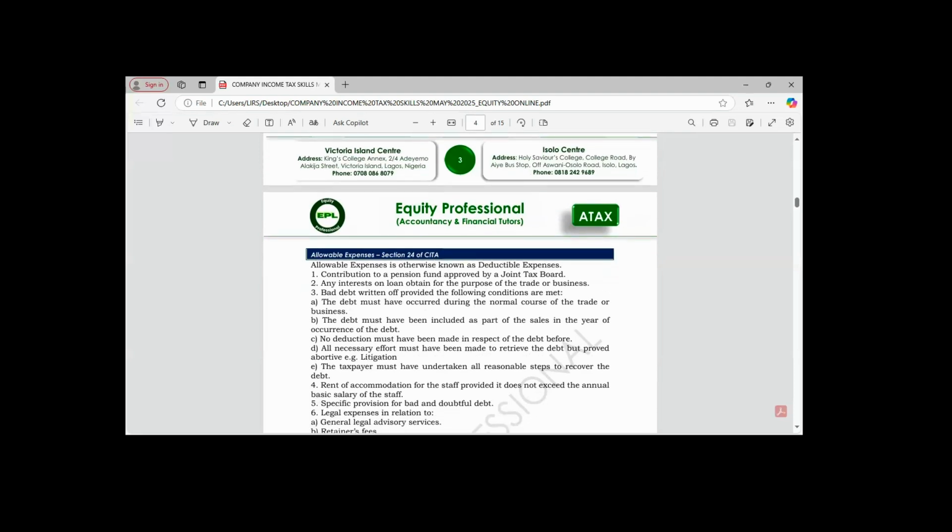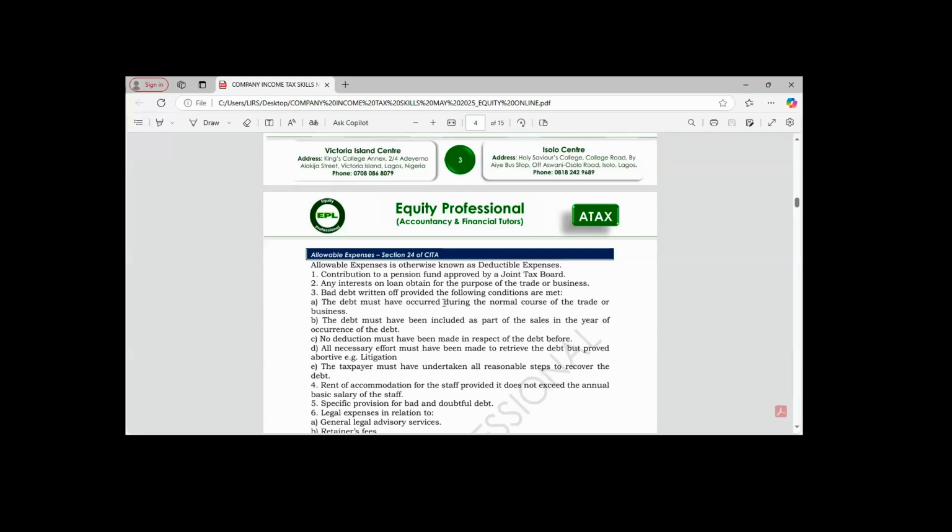It is expected that when you want to do business, you don't use only your money. You can decide to borrow money. There is no law that says you cannot borrow money to do business. So once you see an avenue to borrow the money, where you borrow the money for the purpose of the business, any interest you are paying on that money you borrow is an allowable expense.